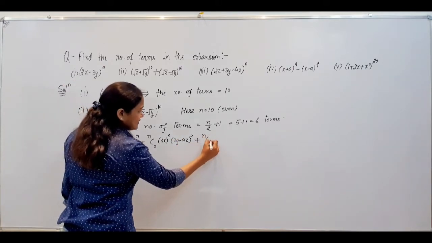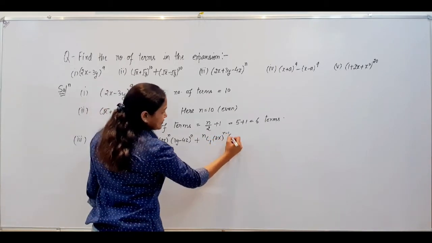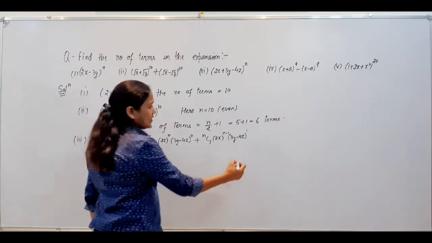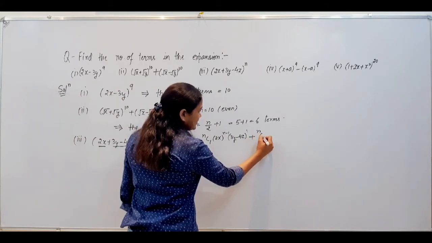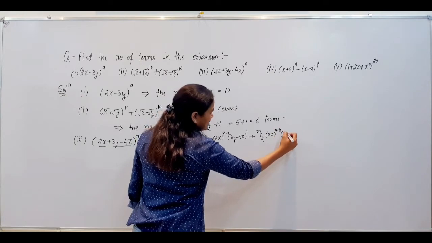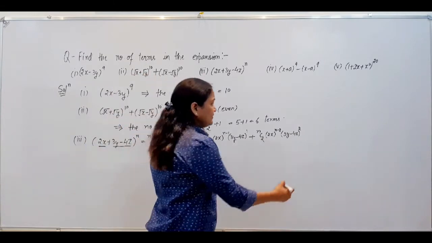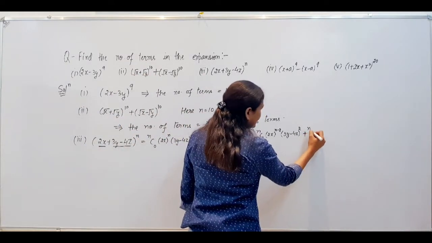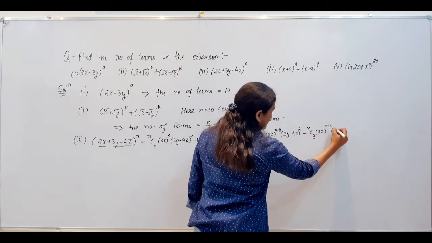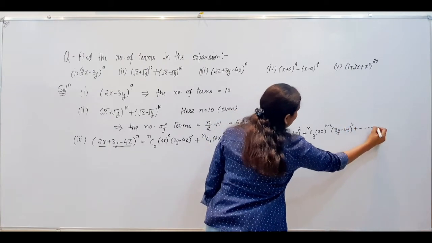Plus nC1 (2x)^(n−1) and (3y − 4z)^1, plus nC2 (2x)^(n−2) and (3y − 4z)^2. And this process, let us write down the next one also, (2x)^(n−3) and (3y − 4z)^3, and the process will go on.